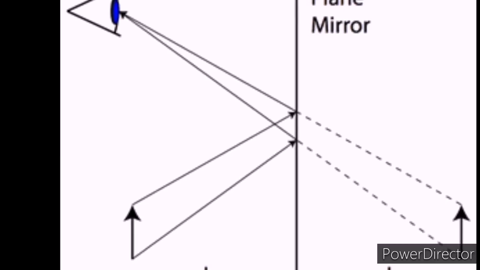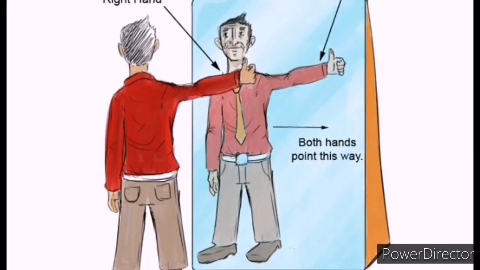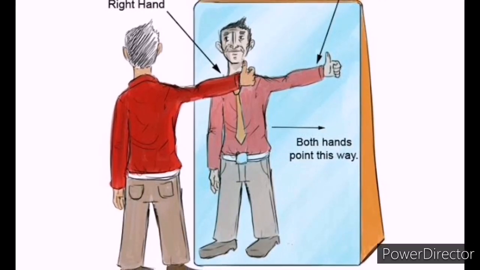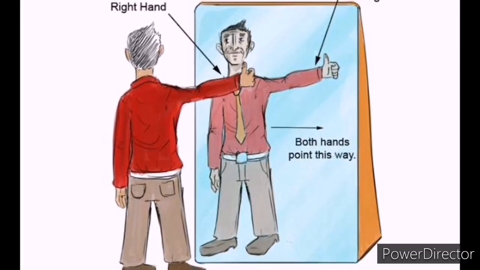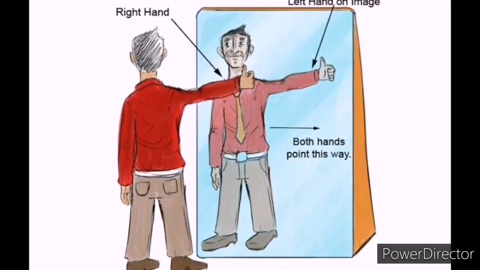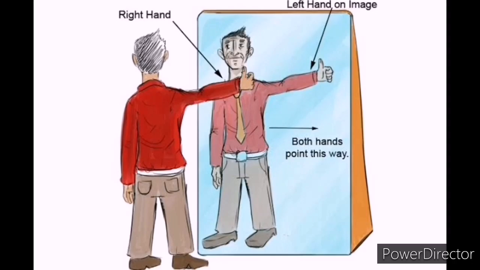Lateral inversion. If an object is placed in front of the mirror, then the right side of the object appears to be the left side of the image, and the left side of the object appears to be the right side of the image. This change of sides of an object and its mirror image is called lateral inversion.